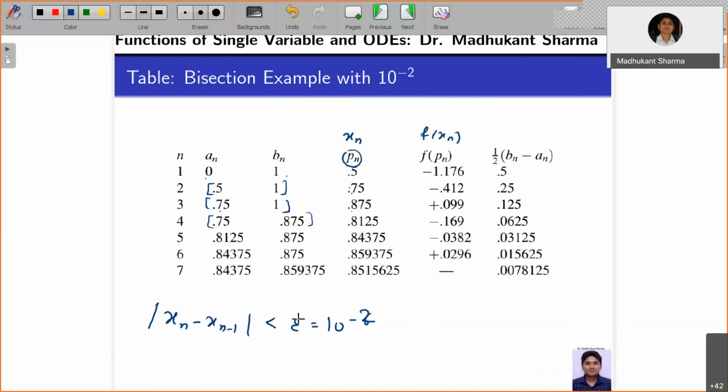And you can go back and check also, you can see that this method will never fail, because it uses Bolzano's property, and Bolzano's property gives you a guarantee that there is a root. So it will never fail. But the drawback is that the convergence rate towards the root of the equation is slow.